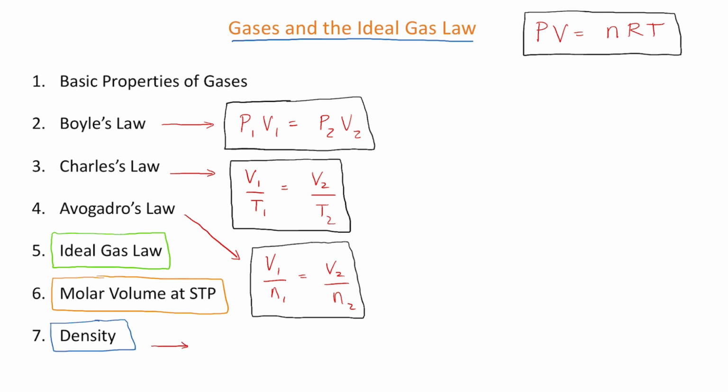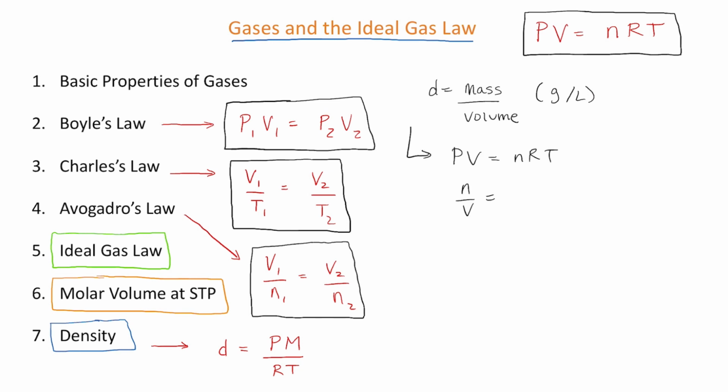And I'll just share the equation with you now. The density of an ideal gas is equal to Pm divided by RT, where m is the gas's molecular weight. Now this equation is actually pretty easy to derive, so let's do it together. We know that density is the mass of a substance divided by its volume, and it can have units of grams per liter.